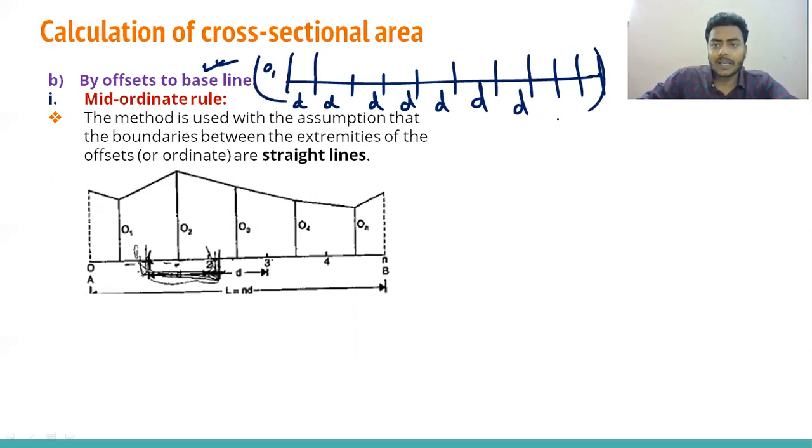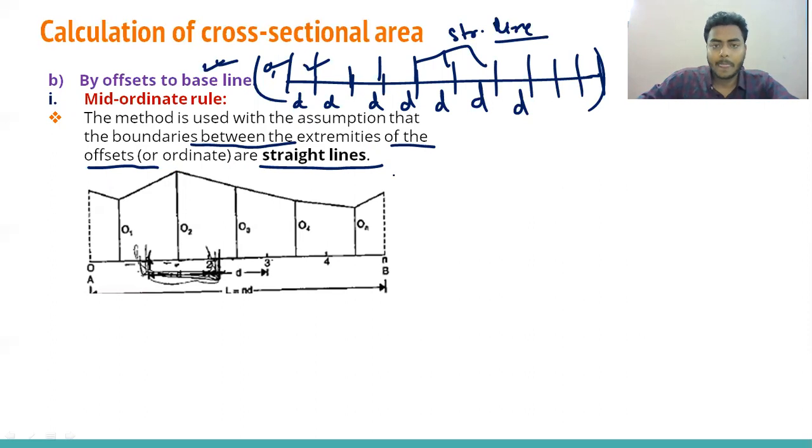So there is an assumption: the method is used when the boundary between the extremities of the offsets or ordinates is a straight line. We are assuming that this would be a straight line. Whatever ordinates we are taking, the boundary between them would be a straight line.